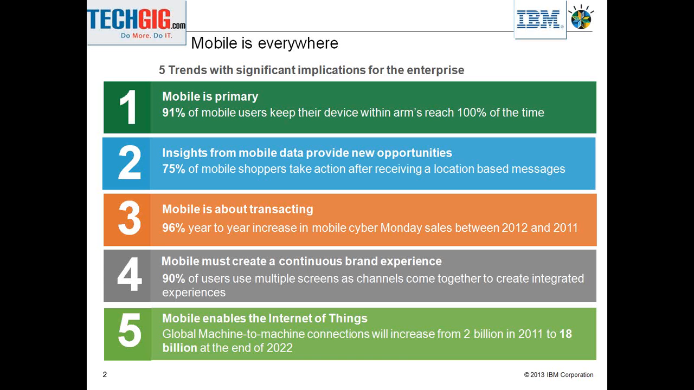So what are the 5 trends with significant implications for the enterprise? The first is that mobile is primary. Sometimes people ask, can't you live without a mobile? And it's a truth. Today we are not able to live without a mobile, and people are literally getting addicted to it because most of our day-to-day job and even work-related activities are getting done on it.